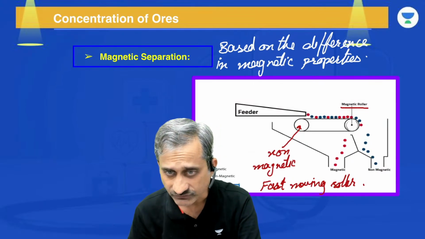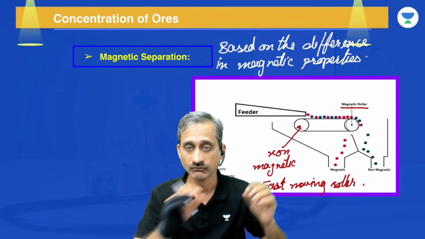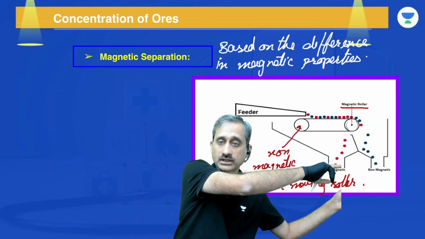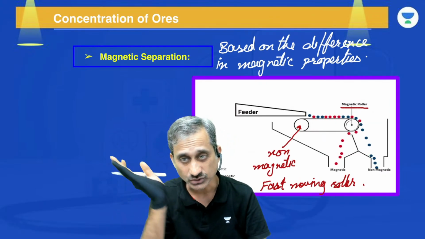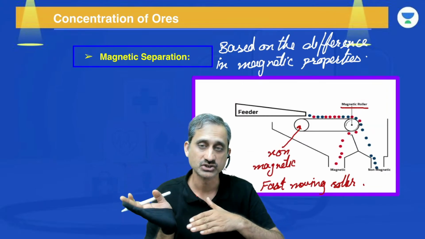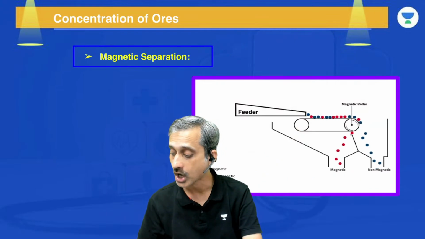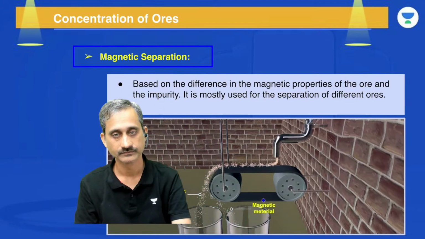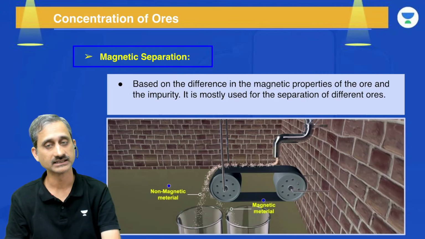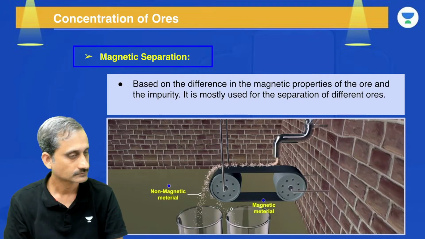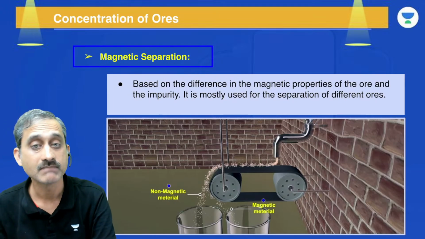When this roller is moving quite fast, the green ones, which are not attracted by the magnet, move farther. They fall far away, see from here they are falling very far, so these fall far, okay. And the red ones, which are magnetic, stick to the magnet, they fall nearer, or rather I should say, they move backwards. And that is how we are able to separate the magnetic and non-magnetic materials. Is it clear? So that is what we have as magnetic separation.